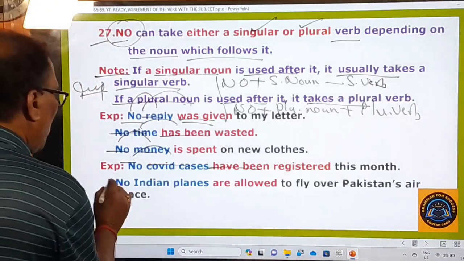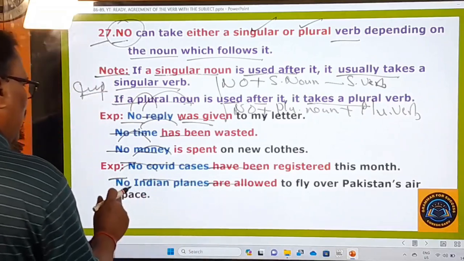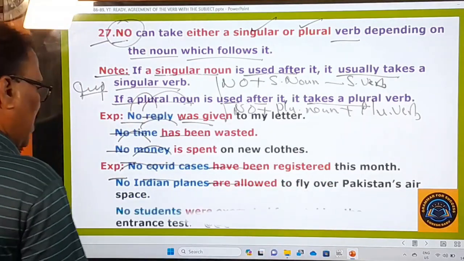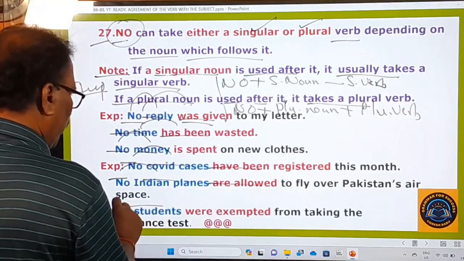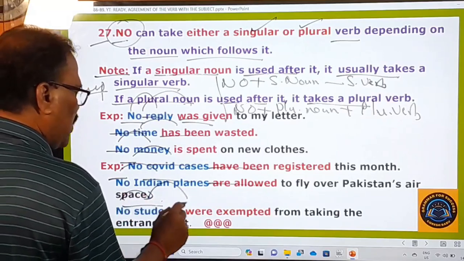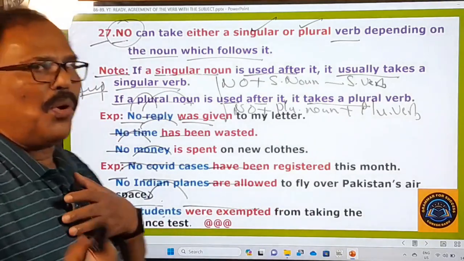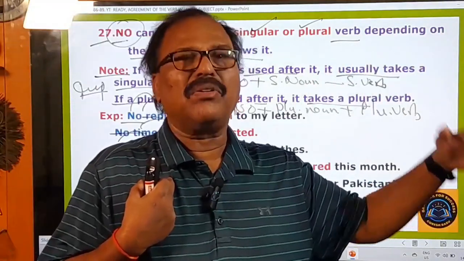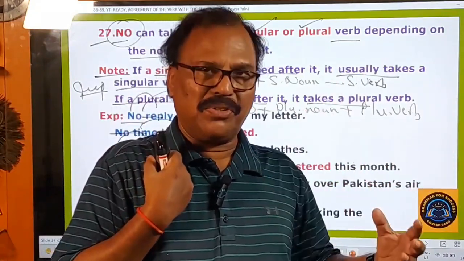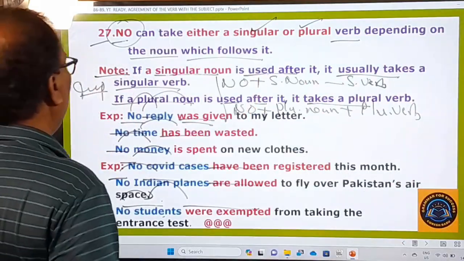No Indian planes are allowed to fly over Pakistan's airspace. After no, a plural noun is used, therefore a plural verb. Last example: no students were exempted from taking the entrance test. After no students, a plural word is used and therefore a plural verb. So in this way, with no, if you use a singular noun, you have to use a singular verb after that. If a plural noun is used, you have to use a plural verb after it. This is very simple. Now let's move on to the next rule.